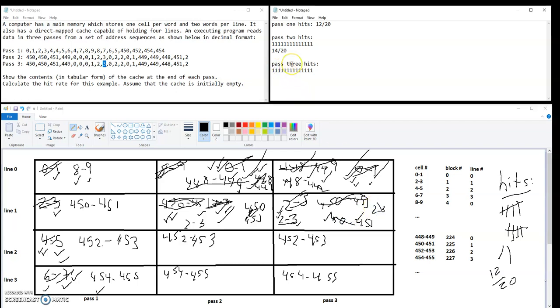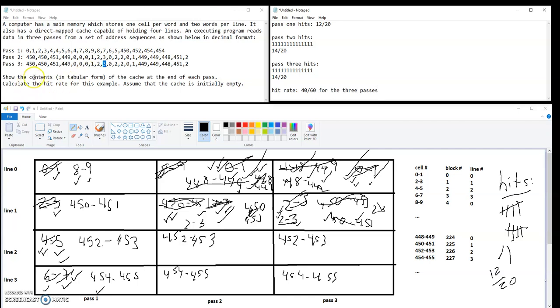So we ended up with this many hits. 1, 2, 3, 4, 5, 6, 7, 8, 9, 10, 11, 12, 13, 14 again. Which is, excuse me, sort of a fluke. So overall we have 10, 20, 30, 40. Hit rate 40 out of 60 for the 3 passes.